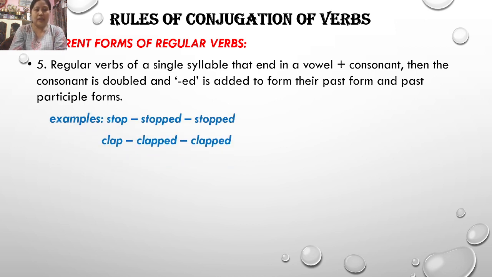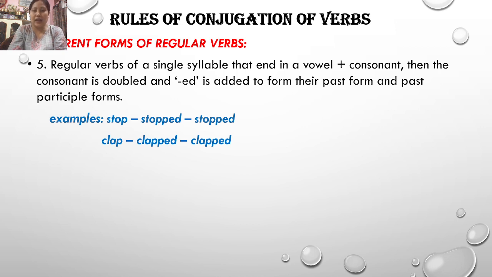So here the verb stop is a single syllable verb having a vowel and a consonant as the last two letters of the word. Whenever it forms its past form and past participle form, the consonant is doubled. You can see here stop becomes stopped, stopped. Similarly, clap becomes clapped, clapped.